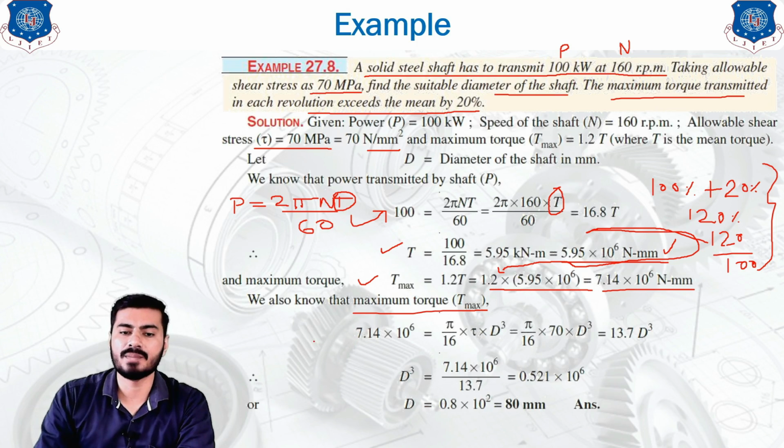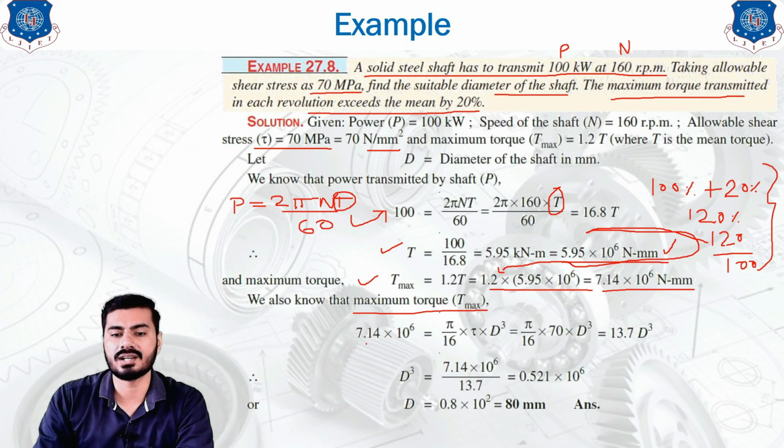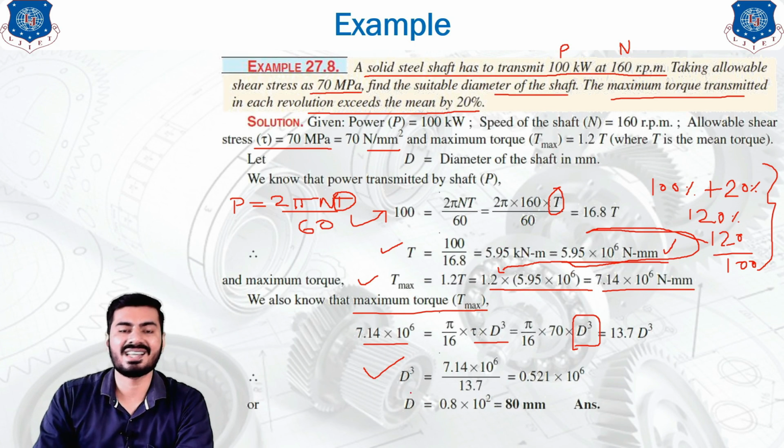So this is our basic equation, that is 7.14 into 10 raised to 6, that is the maximum torque. Maximum torque is equal to pi by 16 tau d cube. Tau is also provided, and d cube is the only unknown remaining in this equation. So if you make d cube the subject and simplify this equation by taking the cube root, then you will get the final answer of the shaft diameter as 80 mm.